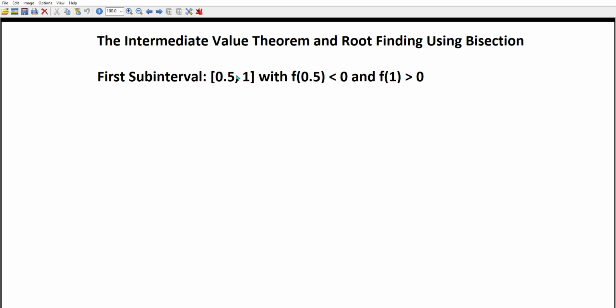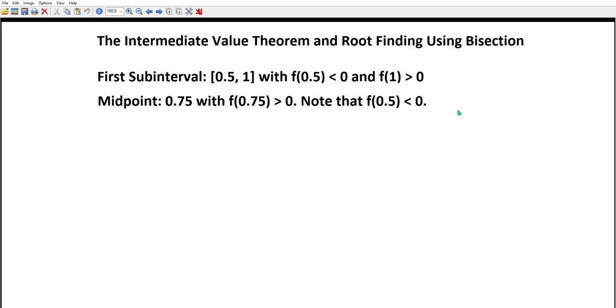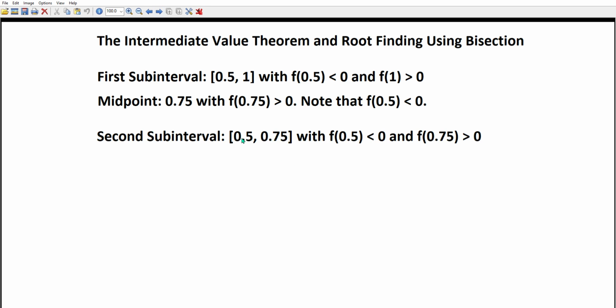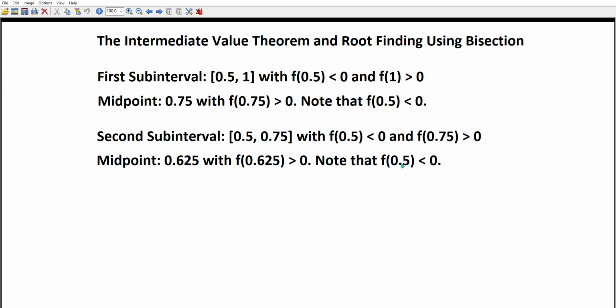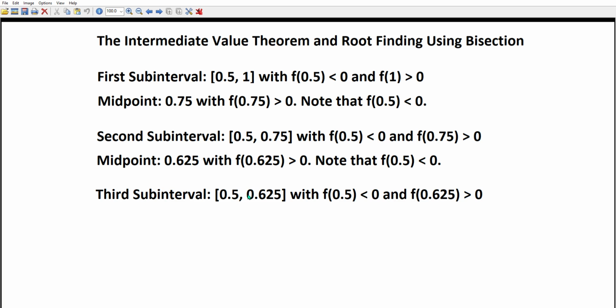Now we bisect this interval again with the midpoint, which is 0.75. We calculate f there, and it turns out it's positive. Since at 0.5 we're negative, we've now got this second subinterval between 0.5 and 0.75. Different function values at the endpoints. There's a root in there. Do it again. Midpoint is 0.625. Function value there is positive. At 0.5 we're negative. Third subinterval is 0.5 to 0.625.